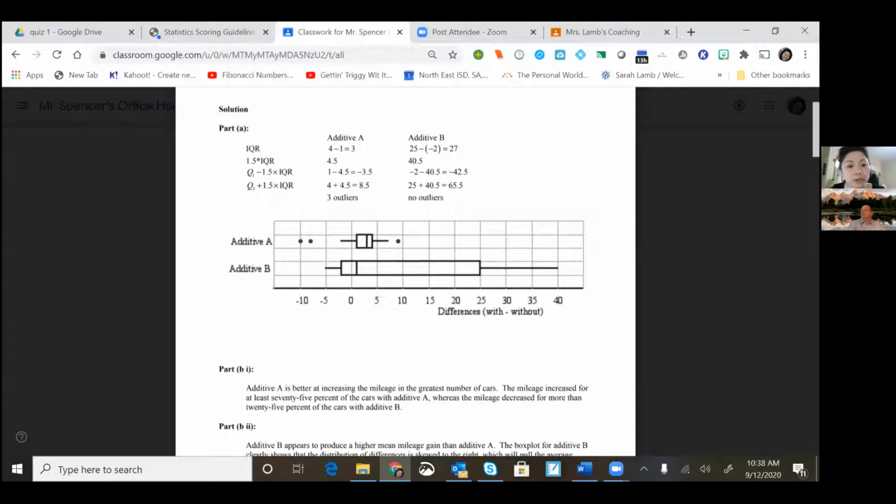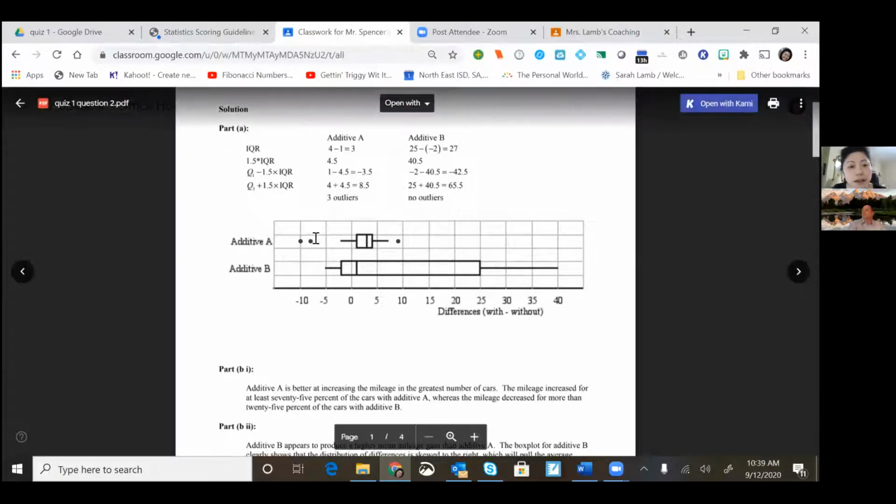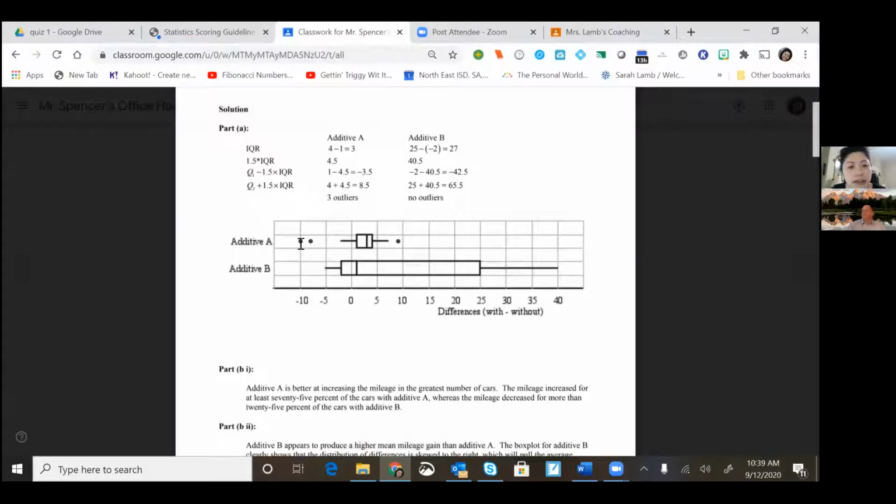What I noticed on the quizzes that you turned in was most of you did really well doing your graph, the box plots. The only issue that I saw sometimes is that students would not leave the outliers as separate dots. I had some students connect the whisker to the outliers on additive A, and that should not be like that. I noticed that some students put extra dots in their whiskers, and that's not necessary, but that's not super horrible. But your outliers have to be distinct, separate dots. That's what makes them outliers in your graph.